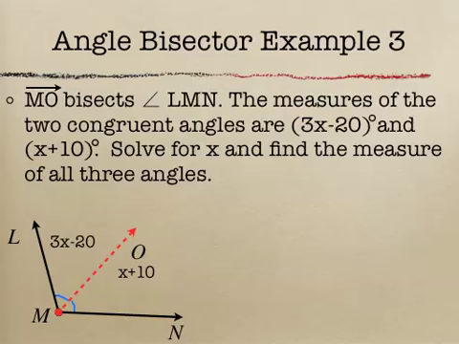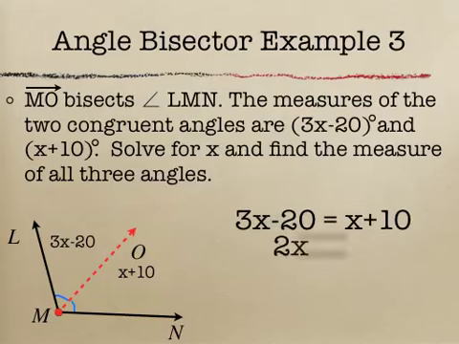So if one angle is 3x minus 20, we can set it equal to the other angle, which is x plus 10. Go ahead and solve for x. To do that, we're going to add 20 to both sides and subtract x from both sides to get 2x equals 30, and we find that x equals 15.